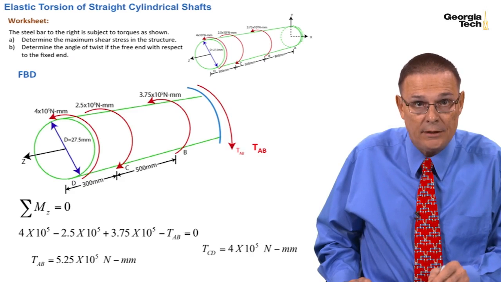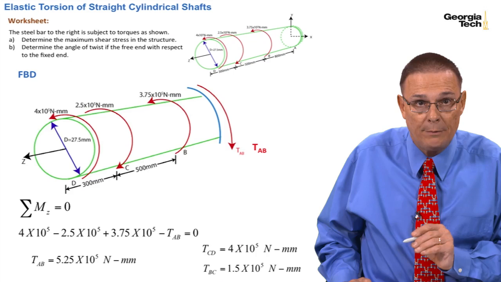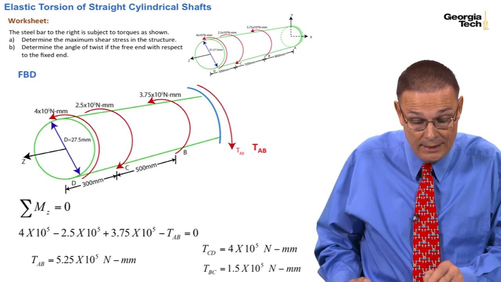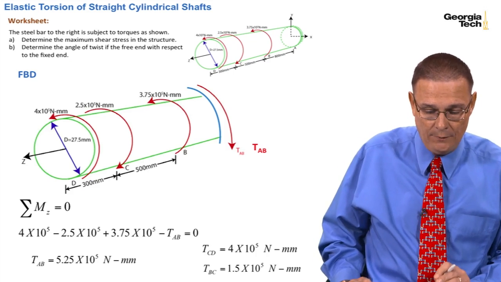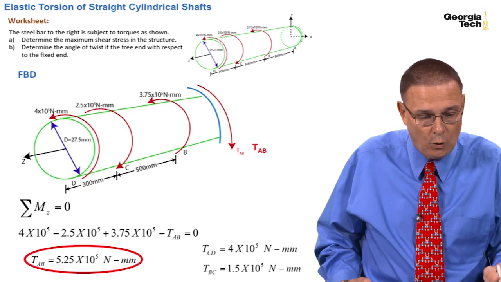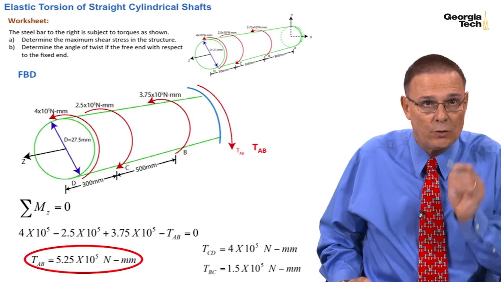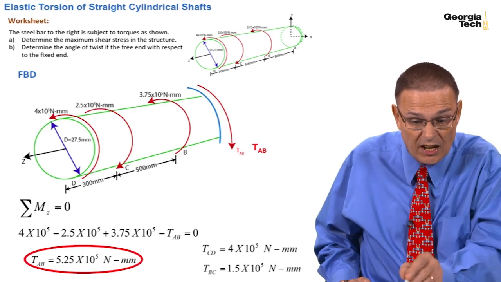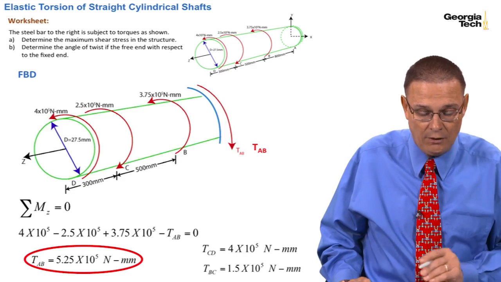Remember, we found TCD to be 4 times 10 to the 5th Newton millimeters, and T from B to C to be 1.5 times 10 to the 5th Newton millimeters. And so the largest torque, where the largest shear stress is going to occur, is in section AB, because it has the largest magnitude.